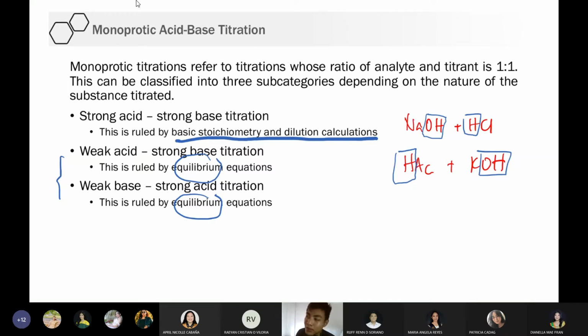And once you were able to identify what type of titration you are doing, then you should apply the necessary equations. Okay? Yun yung important ha. So, mukhang mahirap itong topic na to, pero kakayanin. Ano lang una mong gagawin? Alamin mo kung anong type of reaction ginagawa mo. Kung strong acid, strong base ba yan, or may weak acid or weak base. Okay? So, yun yung gagawin natin.